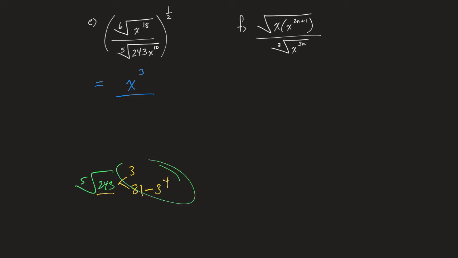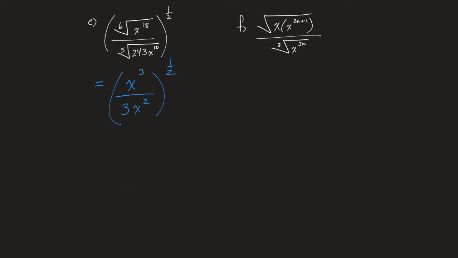And there are 5 3s. So I can calculate the fifth root of 243. That's 3. And just as important, the fifth root of x to the 10th is x squared. That is all to the exponent 1/2. I like that as a first line.